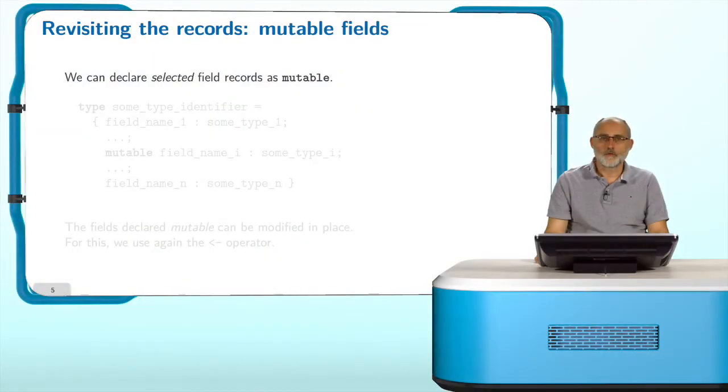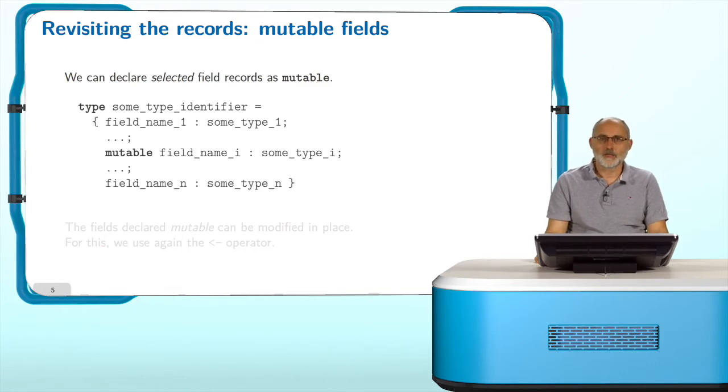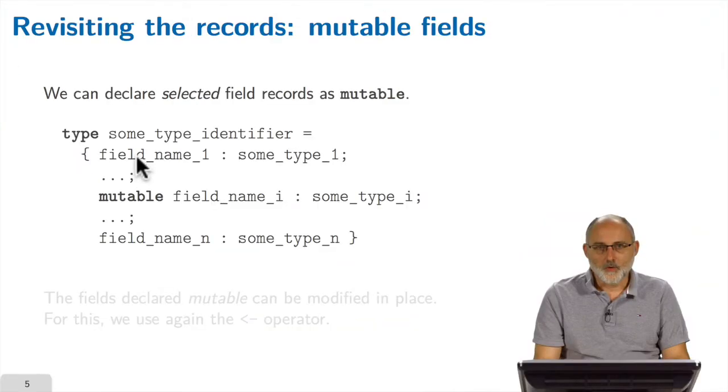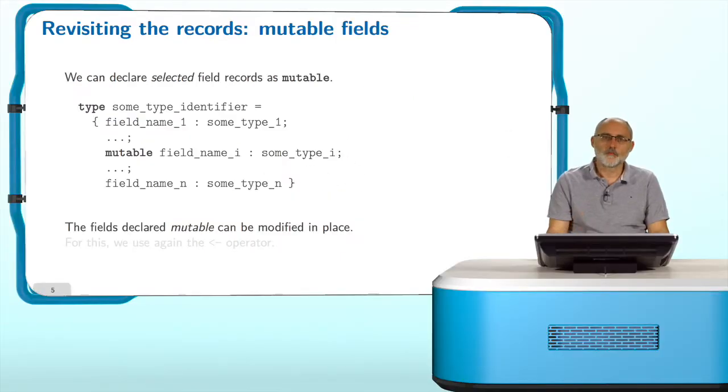It is interesting to know that we can declare some of the fields of a record mutable. Let's see, for example, a definition like this. We have the definition of a record. There are field names with their types, but we can decide to put the mutable keyword in front of the field name for some of the fields, not all or all as we want. The fields which are declared mutable can be modified in place, and again we can use the update operator to do this. And to see this at work, let's try to modify a bit our previous example and let's build movable points.